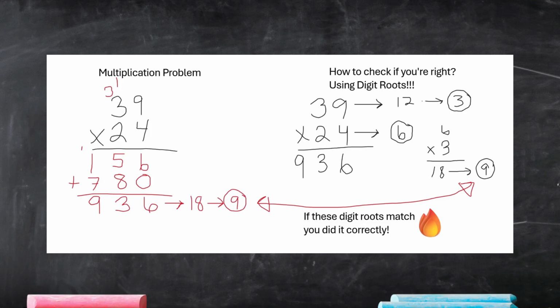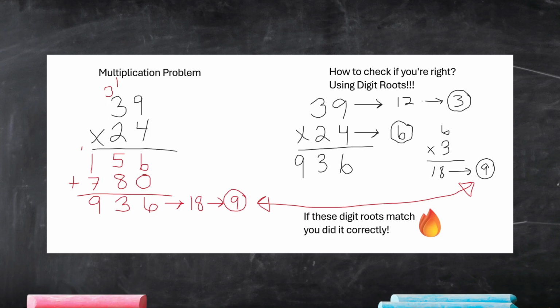So let's take a look at what we did here. We did 3 plus 9, which gave us 12. 12 was not a digit. And then we did 1 plus 2 to get 3, which is a digit. So our digit root for our first factor of 39 is 3. Then we do 2 plus 4, which is 6, which is a digit. So our digit root for 24 is 6.